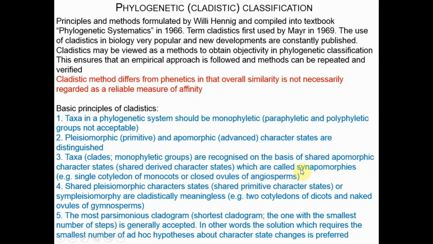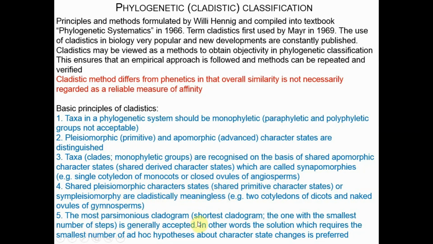So we are not interested in the primitive characteristics that are shared between a set of taxa, but you are interested in those that are derived or represent adaptations or changes. So the monocots, for example, that lose a cotyledon, or the angiosperms that all of a sudden develop a closed ovule. So those are the kinds of derived changes that we are interested in. Shared plesiomorphic states are meaningless.